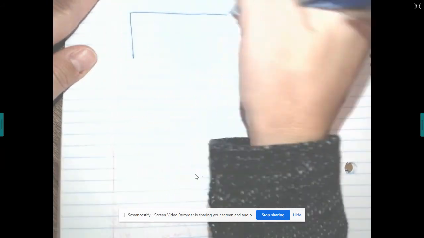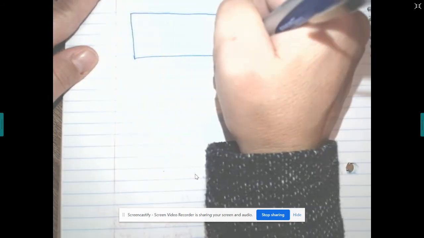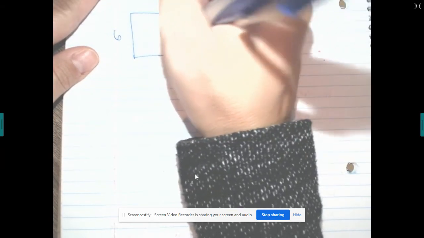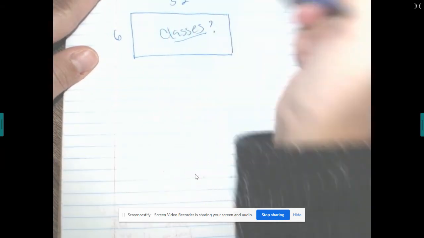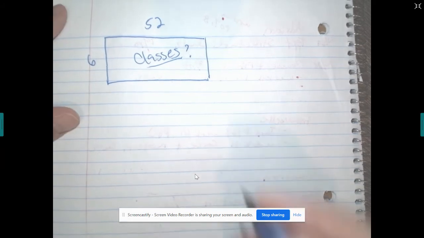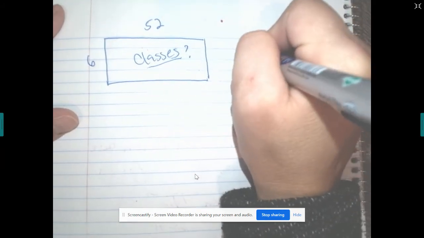So I am going to draw the area model that looks like this. I'm going to put 6 over here and 52. So how many classes would go in the middle? So to figure that out, we use our area and our area formula. That's why it's called the area model. And we're going to do 52 times 6.